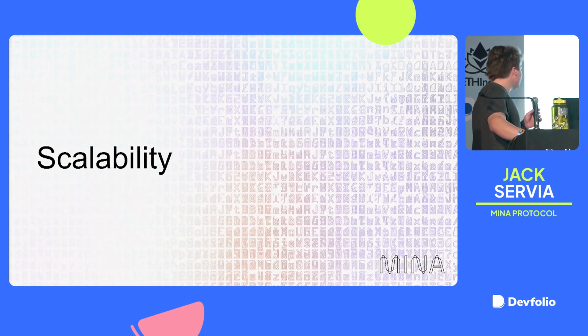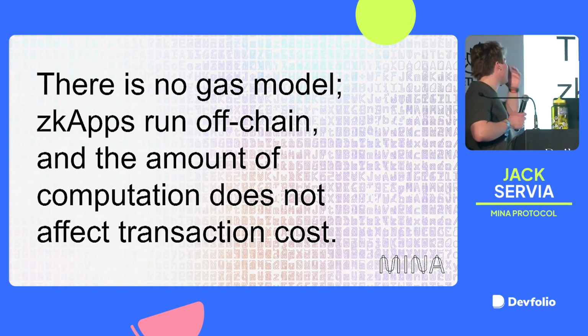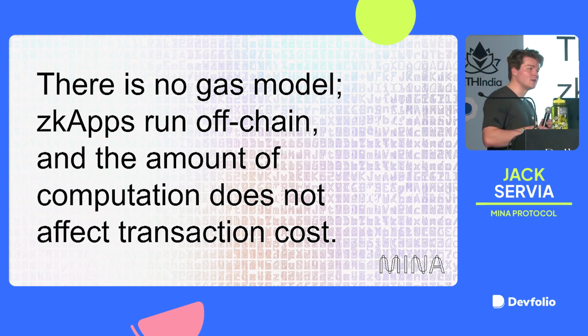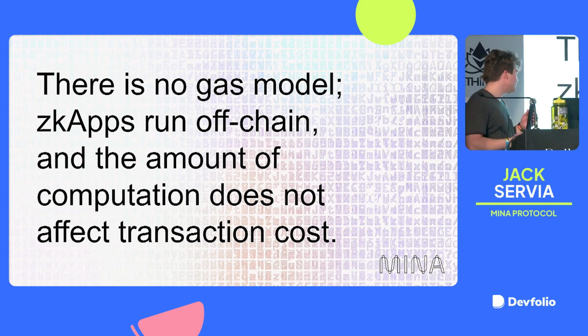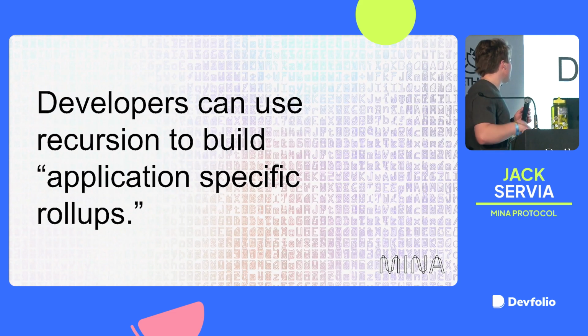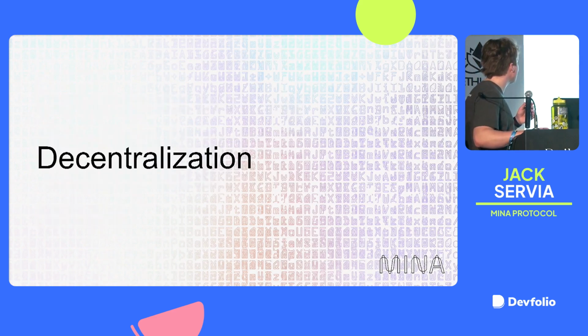Okay, what about scalability? There's no gas model for zkApps. They run off-chain, and so the amount of computation doesn't affect the transaction cost. You can actually do an unlimited amount of computation, especially using this recursive proof mechanism, and then send a single transaction that attests to all of this. So developers can use recursion to build application-specific rollups. We kind of touched on this a little bit earlier.